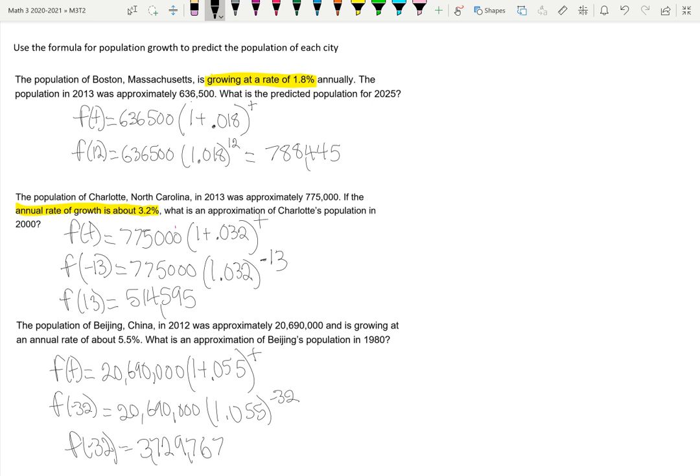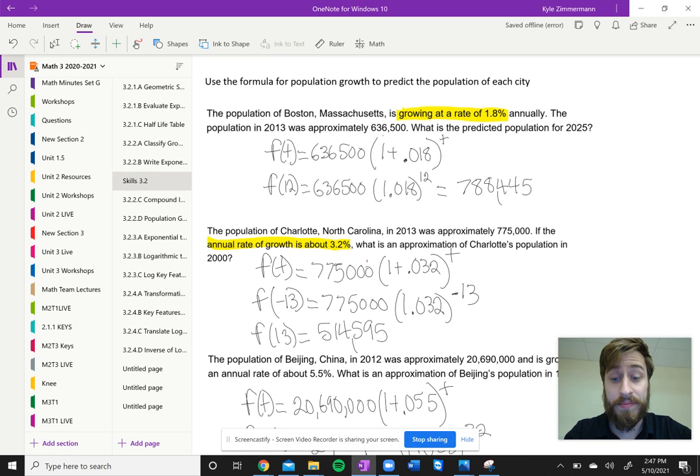I hope this helped review just some of the techniques. Remember that it is always going to have the exponent in the variable, and that the principal or A1 is our starting amount. Hope this helped.